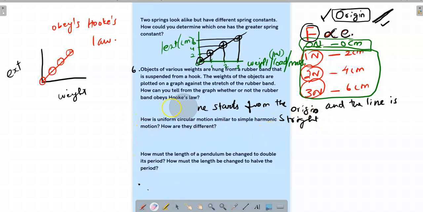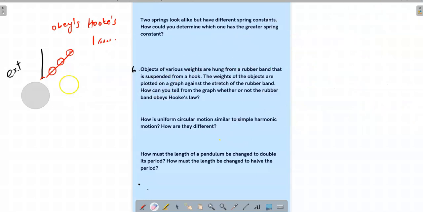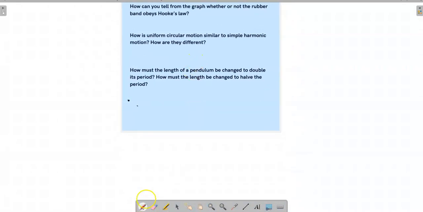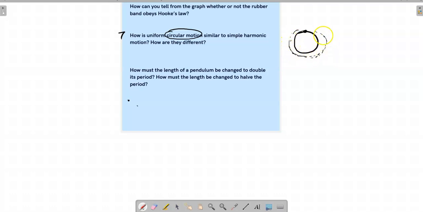Question number 7. How is uniform circular motion similar to simple harmonic motion, and how are they different? Circular motion: if any object is moving in a circular path, it is moving through the same path, and it takes the same path again and again.